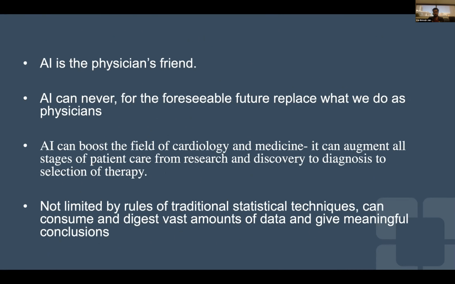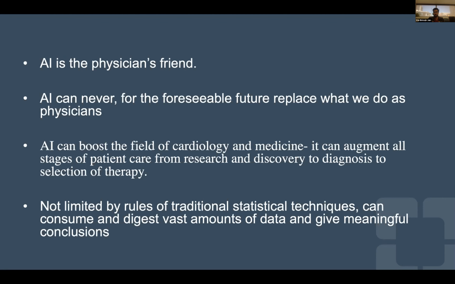So it can really augment all stages of cardiovascular medicine in terms of research, discovery of new drugs, and then selecting those drugs and seeing which patients would benefit the most from them. So kind of like a full spectrum almost.